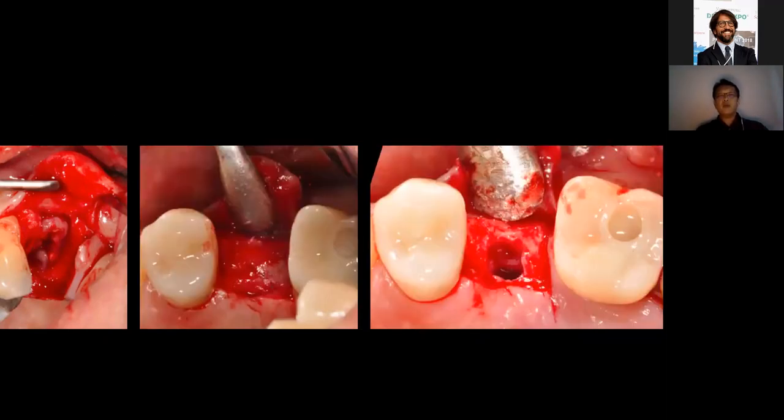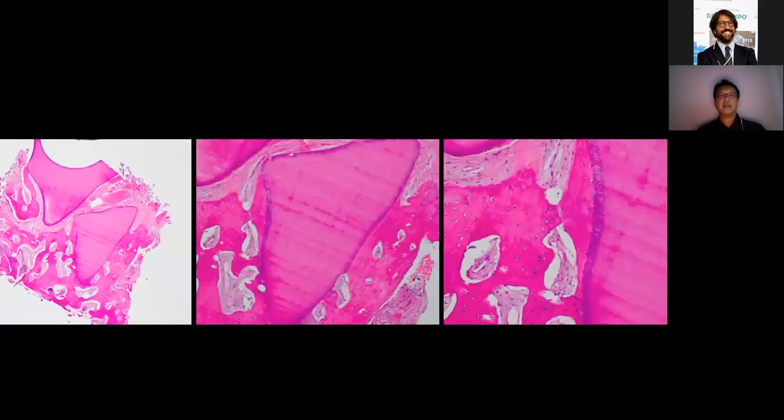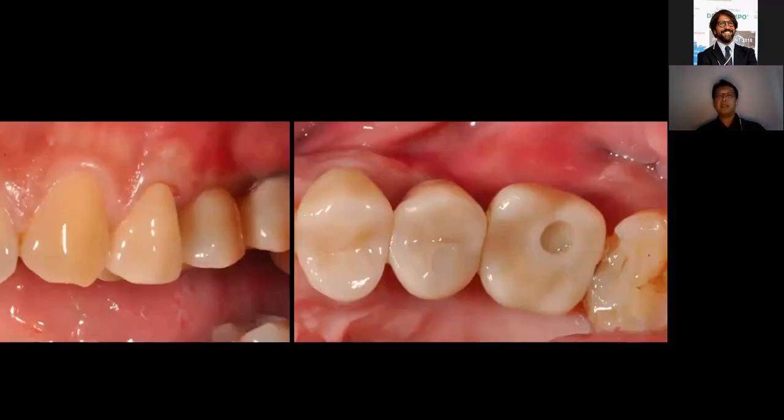And when we finally open it 3 months later, this is the center picture that shows you the site after the grafting. We did a trephine of the area to put it through a histology analysis, and this is what we get. We get a quite beautiful bone formation, I must say. You see the bone bridging between the granules of the dentin particles. And this is the final outcome.